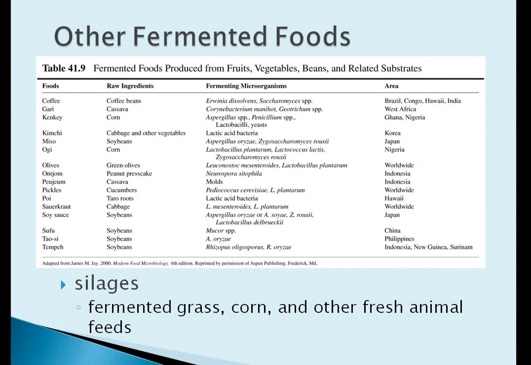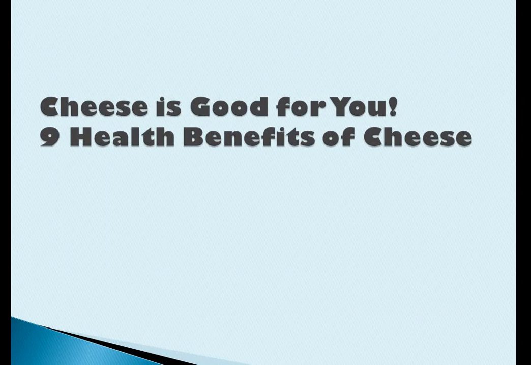So other fermented foods like coffee, kimchi, olives, and pickles, all these are different fermented foods. So fermented grass, corn and other fresh animal feeds are also used.